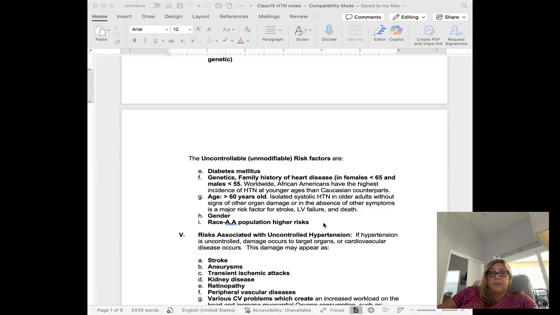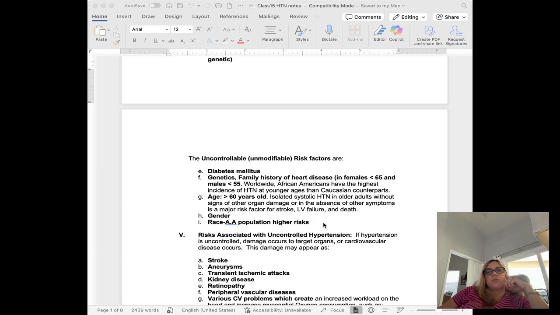We have diabetes. We have diabetes type 1. We can't really change that. We don't make the insulin anymore. Genetics, family history of heart disease in females, usually under 65, and males under 55. So if we see a family history of heart disease, we do know that genetics play a factor. As you know, you cannot change who you're related to.